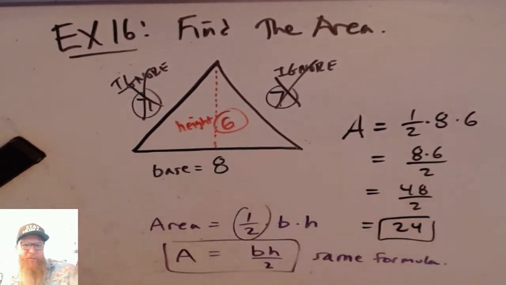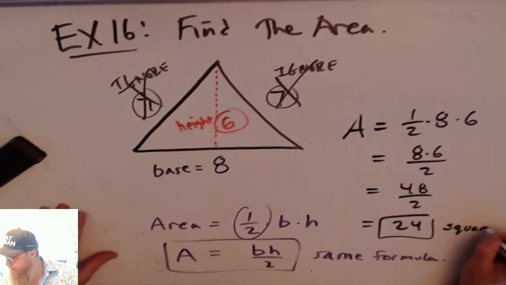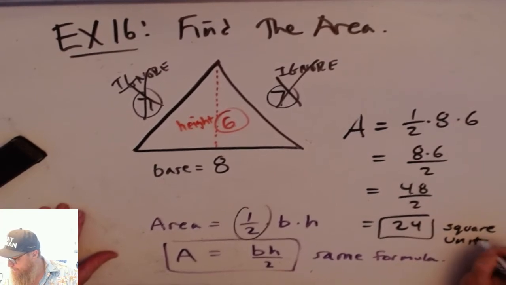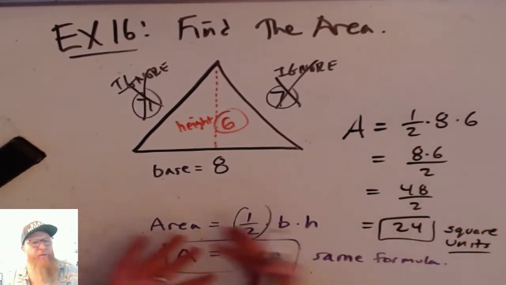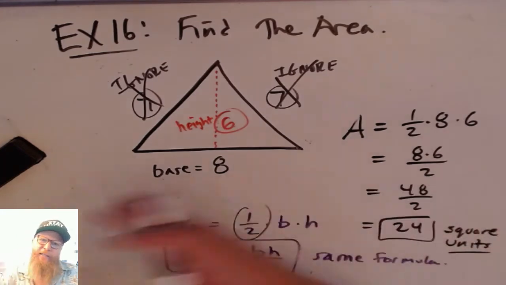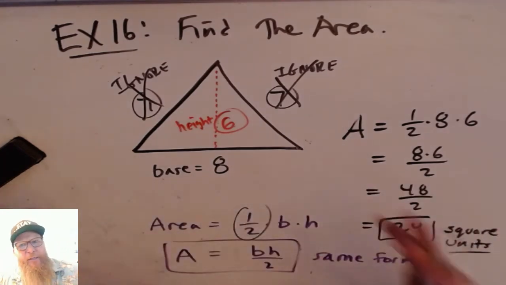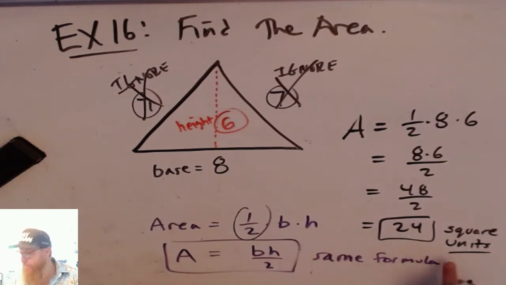And I don't care if it's 24 feet or 24 meters, it's 24 square units, where the unit is however you're measuring your triangle. In example 15, I was measuring it with meters. In this one, I didn't specify, so it's just generically units. All right, that's it for multiplication. We got to do division.